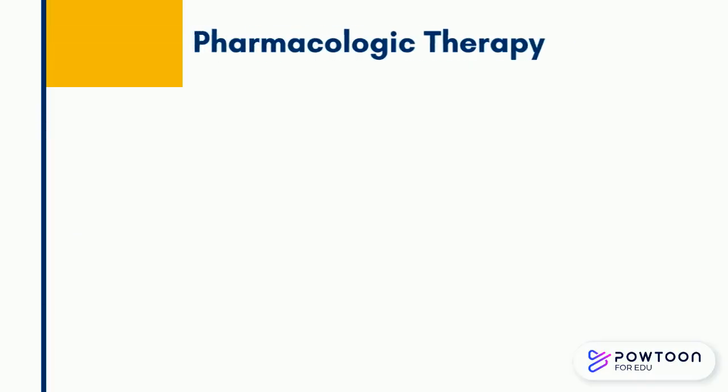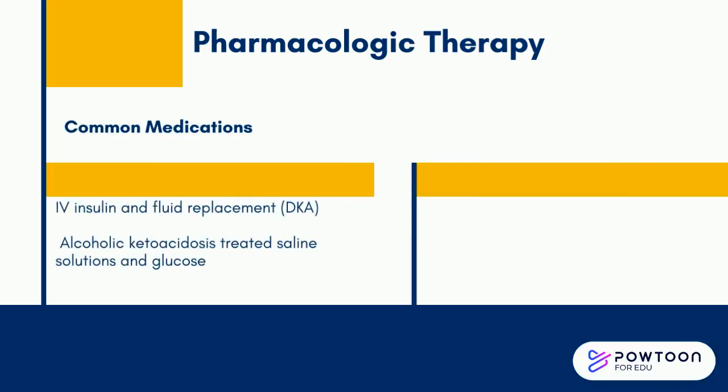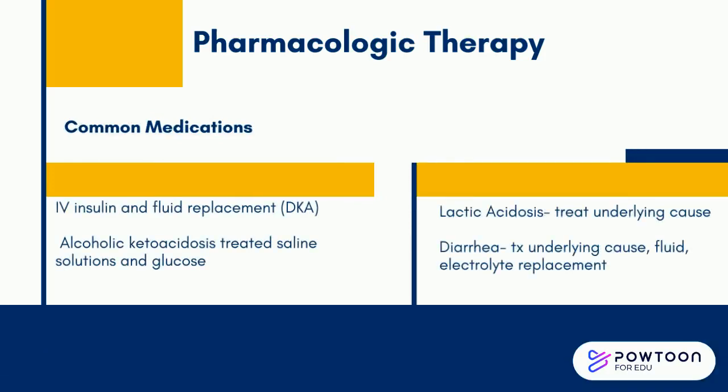With alcoholic ketoacidosis, we like to give them a lot of saline or a lot of IV fluids and glucose or sugars. That's really a hypermetabolic state because it's kind of like a starvation state due to their underlying disease process. With lactic acidosis, we need to find the source of the sepsis and treat it. Same thing with diarrhea.